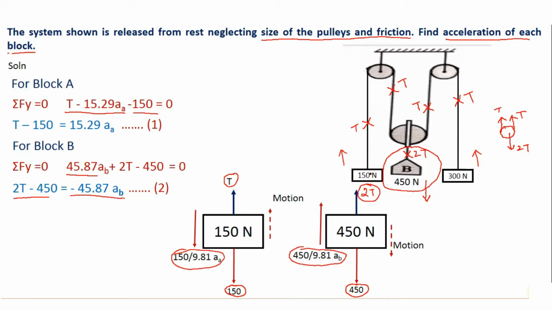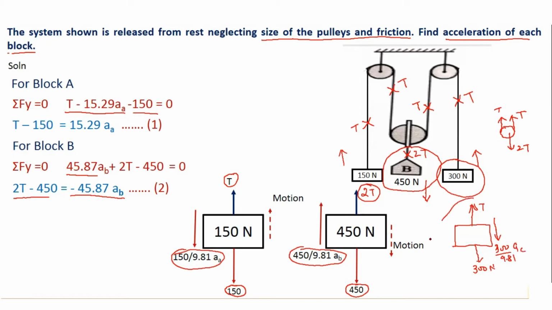Now similarly we can go for the free body diagram of C, that is this one. Starting with it, we have the applied force or tension, that is T, then the self weight which is 300. As this body is moving upside, the acceleration or the inertia force will be downside, which will be m, that is 300 divided by 9.81 multiplied by AC.